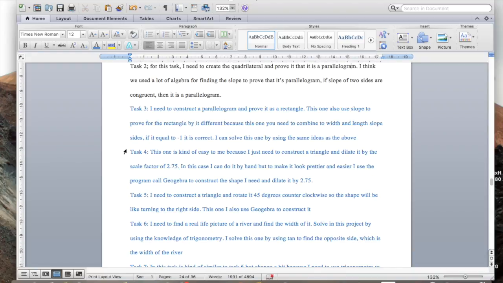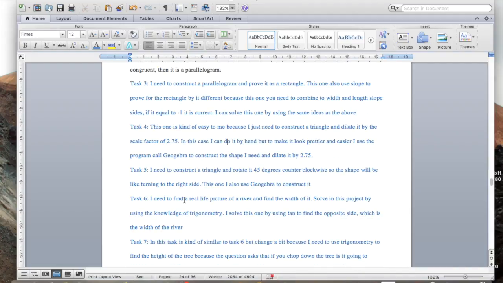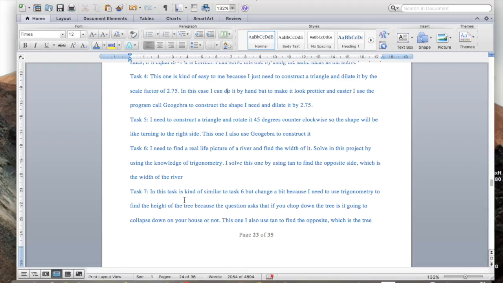And for task 4, it's kind of easy to me because I just need to construct a triangle and dilate it by the scale factor of 2.75. And for number 6, I need to find a real life picture of a river and find the width of it in this project by using the knowledge of trigonometry. I solve this one by using tan to find the opposite side, which is the width of the river.